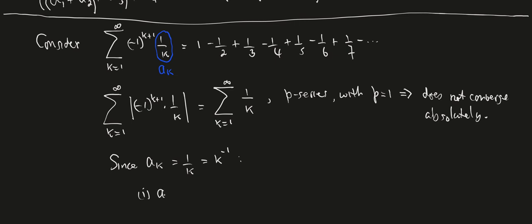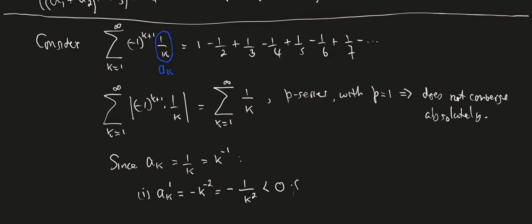So let's look at a sub k prime. When I differentiate k to the negative 1, I get negative k to the negative 2, which can be rewritten as negative 1 over k squared. And this derivative is always negative.